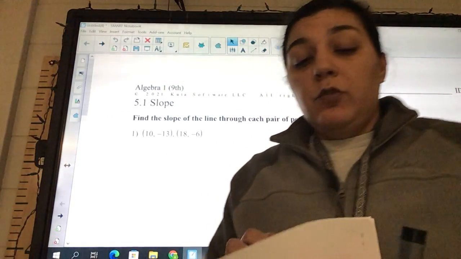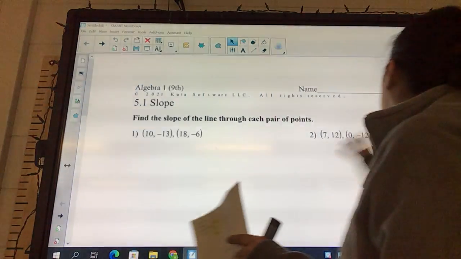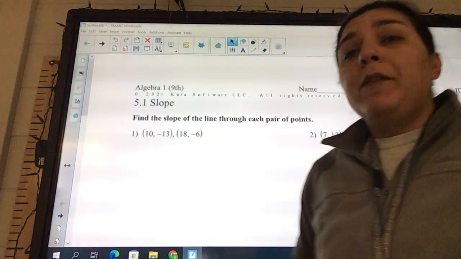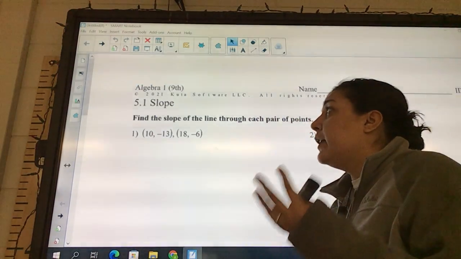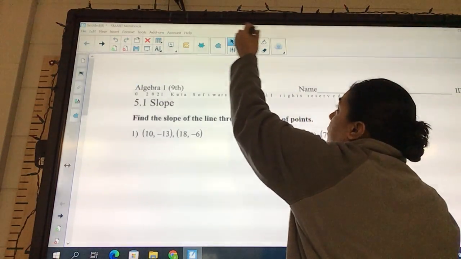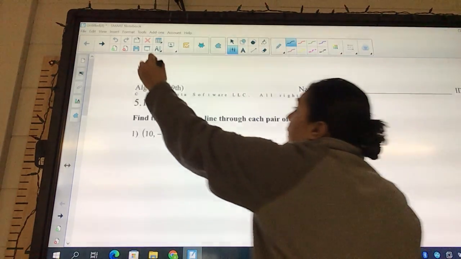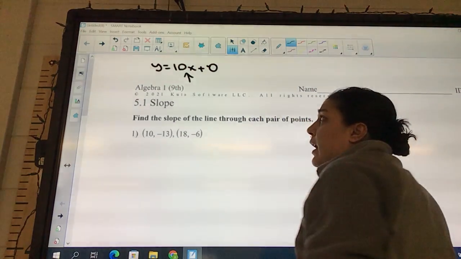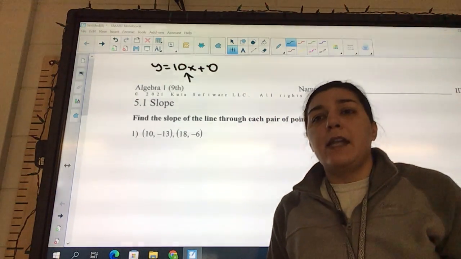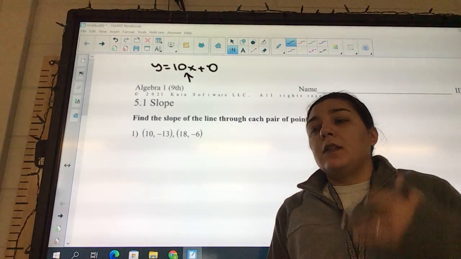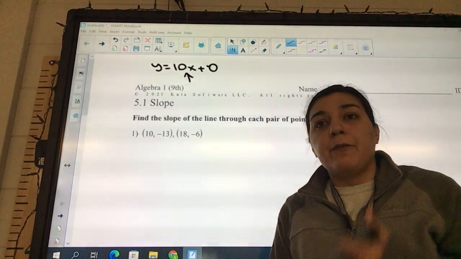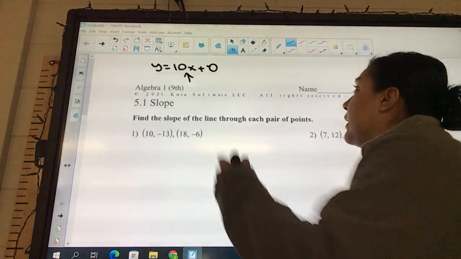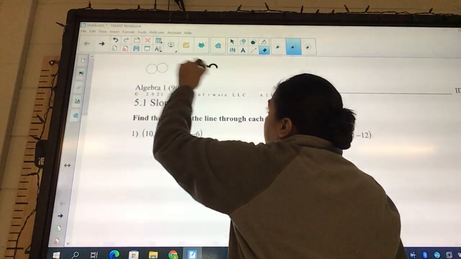Okay, so today you should be doing 5.1 slope. It should be titled ID 25. It's Monday. And so we've kind of talked about slope before, and we've explored the idea of slope before. Okay, so you don't need to write this part down, but when we did this, y equals 10x plus 0, this was our constant thing. That was our slope. If we make $10 an hour, $10 is our slope, okay? For each hour that I work, I'm gonna make this much money. So that is what slope is.